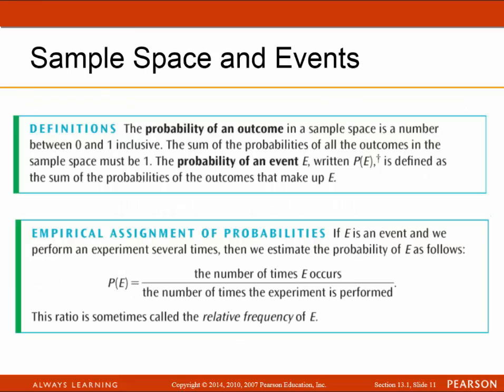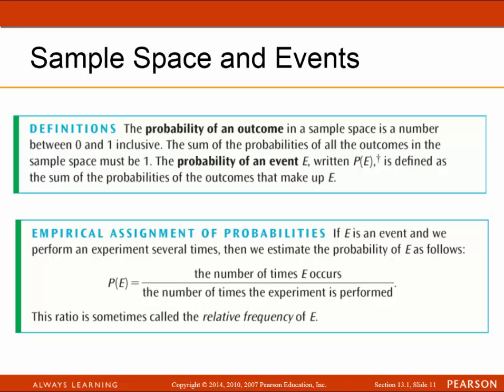So here we have some more definitions. So the probability of an outcome in a sample space is a number between 0 and 1 inclusive. Now the sum of the probabilities of all the outcomes in the sample space is always equal to 1. Now the probability of an event E, written P of E, is defined as the sum of the probabilities of the outcomes that make up E.